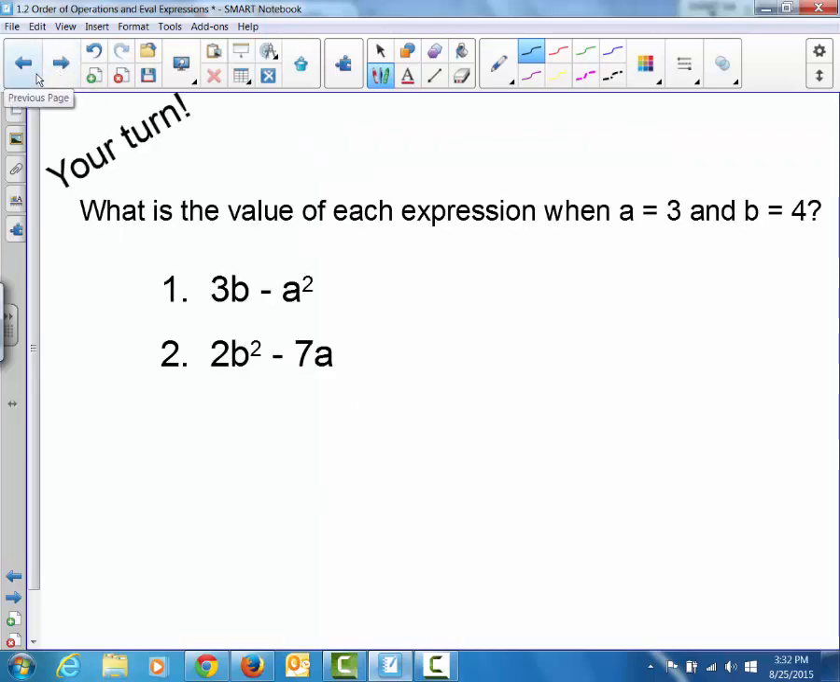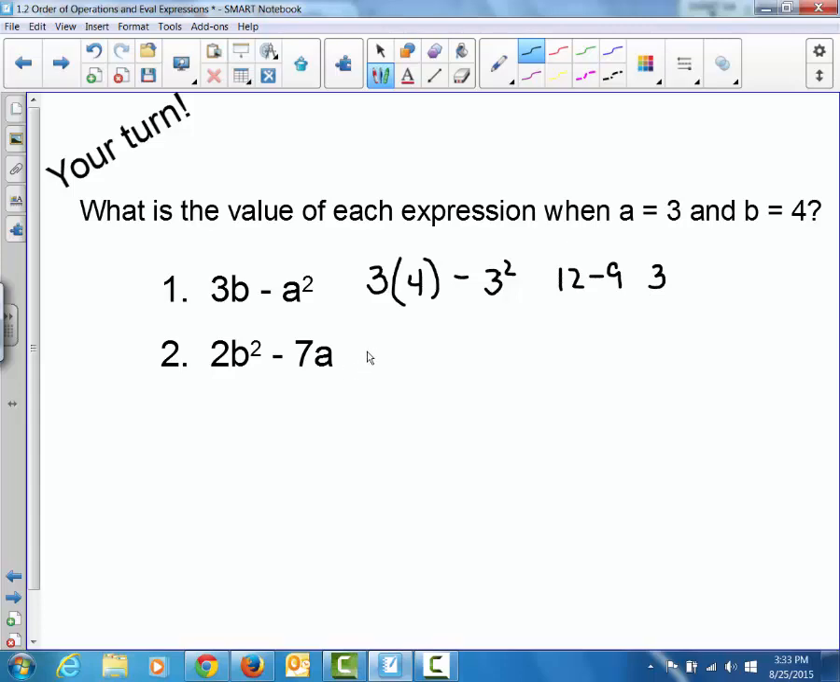All right, your turn. What is the value of each expression when a is equal to 3 and b is equal to 4? Pause the video, try these two, and then come back and see how you did. We've got 3b minus a squared, so that would be 3 times b, which is 4, minus a squared. a is 3, squared. So that gives us 12 minus 9, which gives us 3.